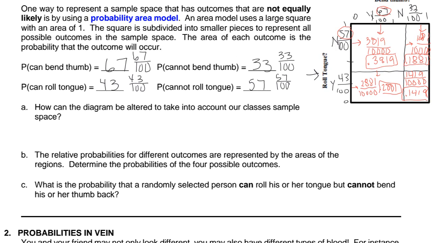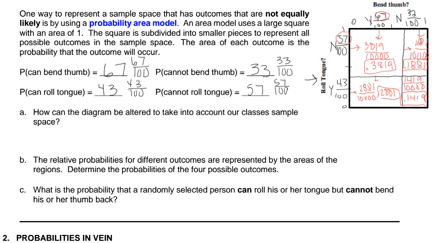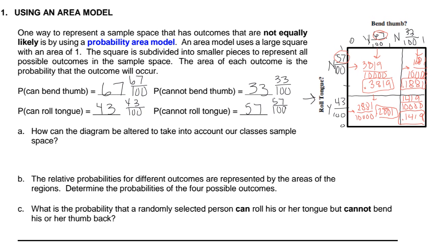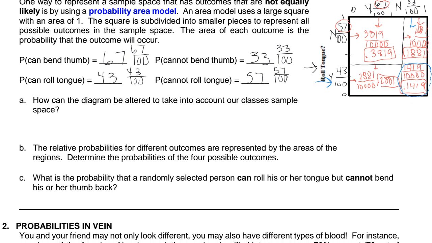So I think, let's see, what's the question down here? We've determined the probabilities of the 4 possible outcomes, which is part B. Now part C asks, what is the probability that a randomly selected person can roll his or her tongue but cannot bend his or her thumb back? So we want to look for those two pieces up here. So can roll his or her tongue, that would be this one right here. So we want to look in that row. And then cannot bend his or her thumb back. So that would be in this row here. So they would come together in this box. So that would be the probability, the answer to that question.